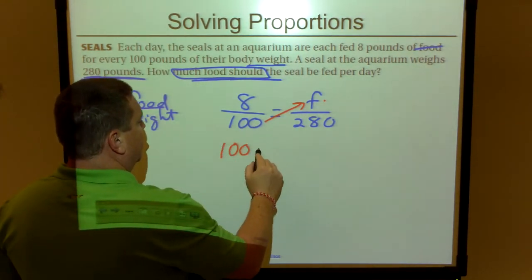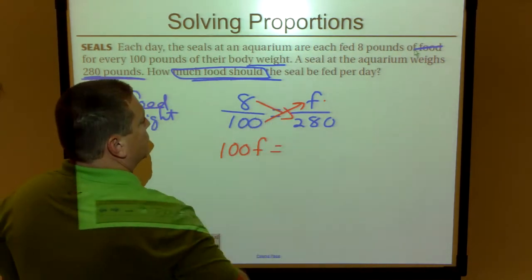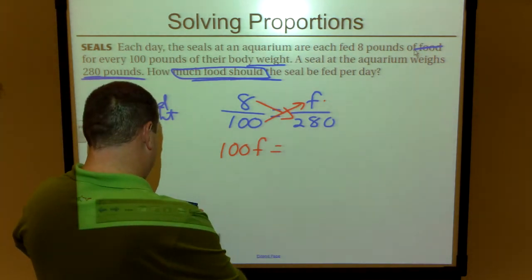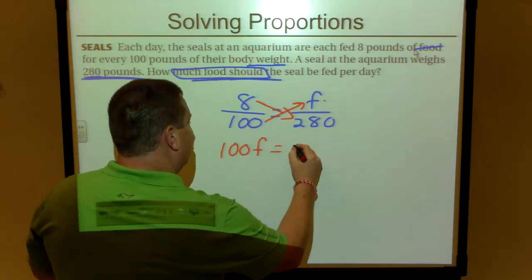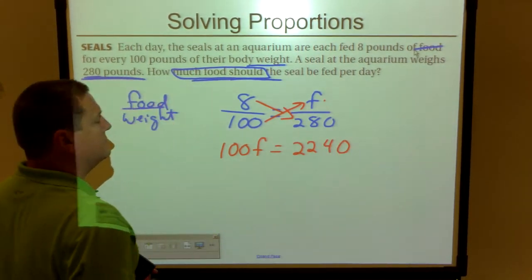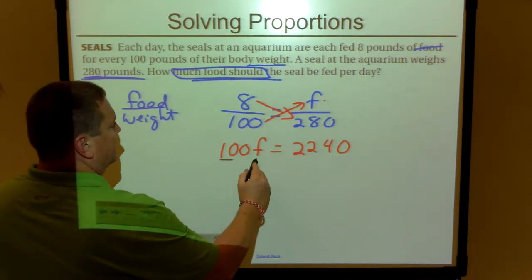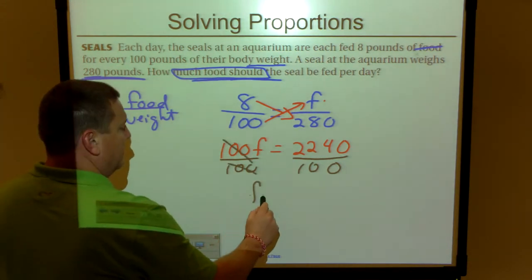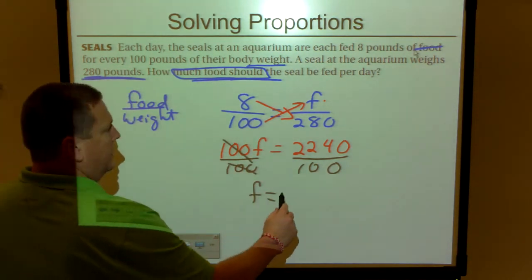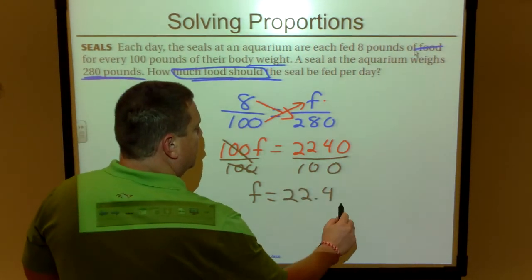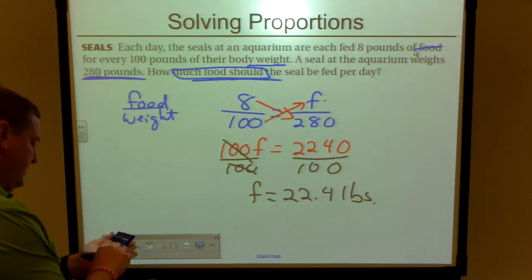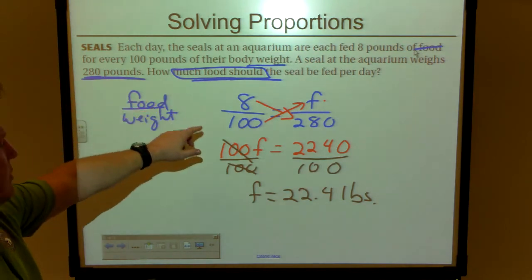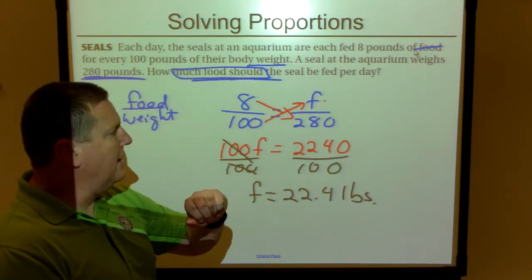100 times F equals 100F. Cross multiply here, 8 times 280. And that gives us 2240. And all we've got to do now is divide by 100. This becomes a 1. 1 times F is F. And 2240 divided by 100 should give us 22.4 pounds of food. Just double check that. 22.4 pounds of food. So a 280 pound seal requires 22.4 pounds, almost 22.5 pounds of food every day.